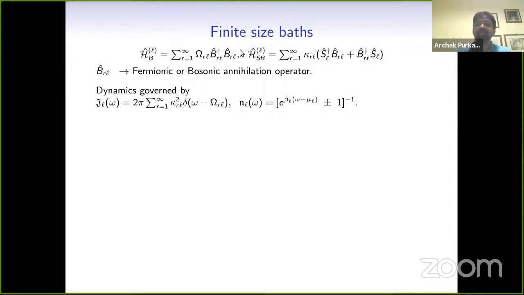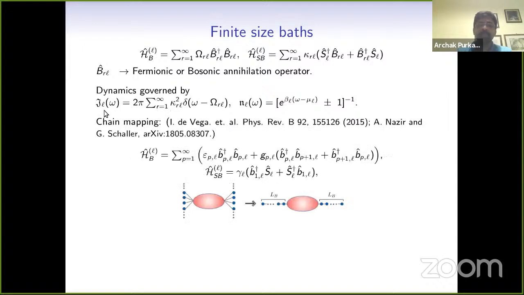The most standard model of baths is something like this, which is like an infinite number of bosonic or fermionic modes. And the most standard system-bath coupling is of this form, where S is some arbitrary system operator, but the bath operator coupling to the system is just the bosonic or the fermionic annihilation operator. Whenever this happens, it is an exact statement that the dynamics of the system is governed by these two functions. This is called the bath spectral function, and this is the Bose distribution or the Fermi distribution corresponding to the initial temperatures and chemical potentials of the bath.